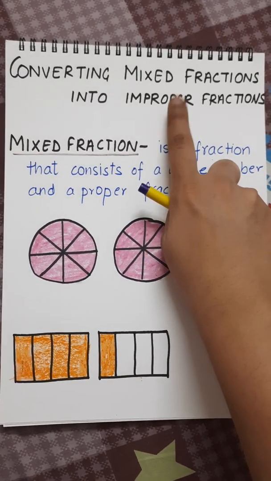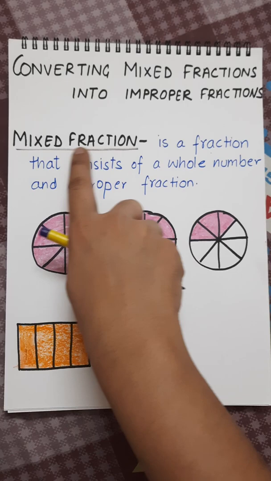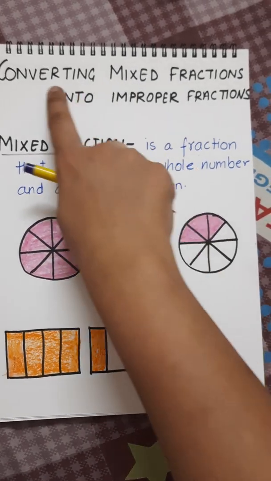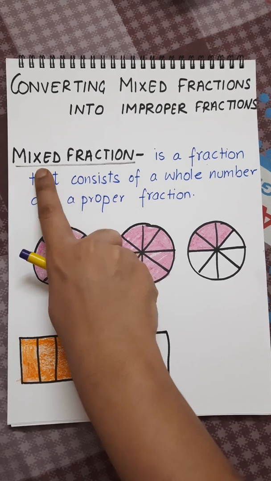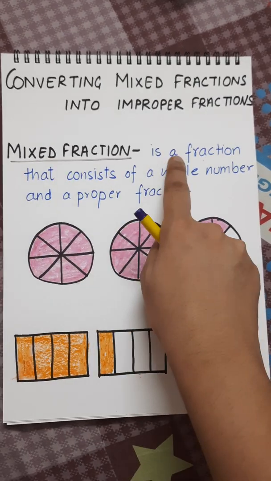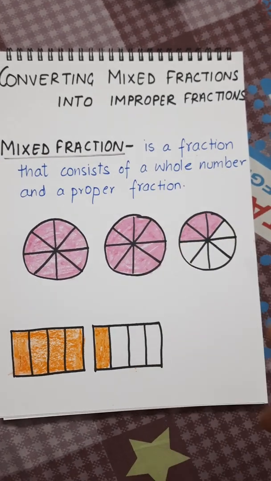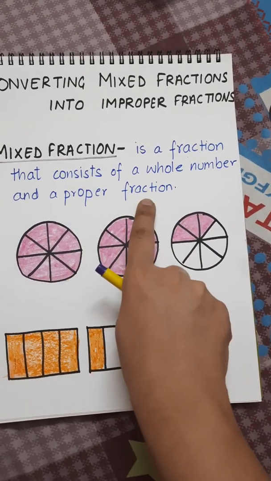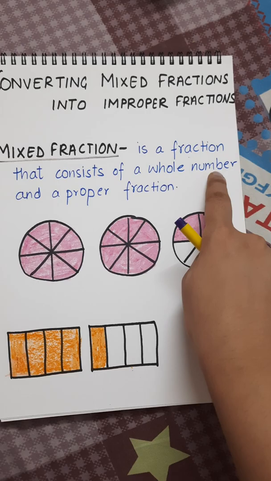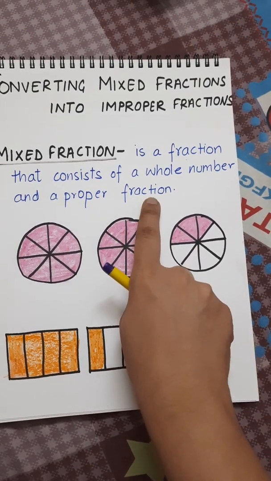So today we are going to understand mixed fractions. Before jumping onto the topic, let us first understand what mixed fractions are. A mixed fraction is basically a fraction that consists of a whole number and a proper fraction. A whole number and a proper fraction.